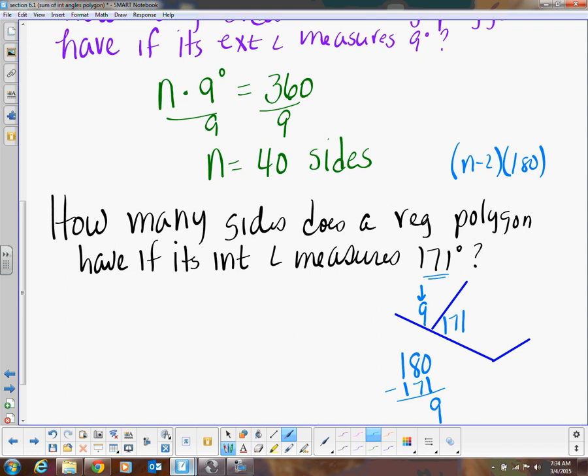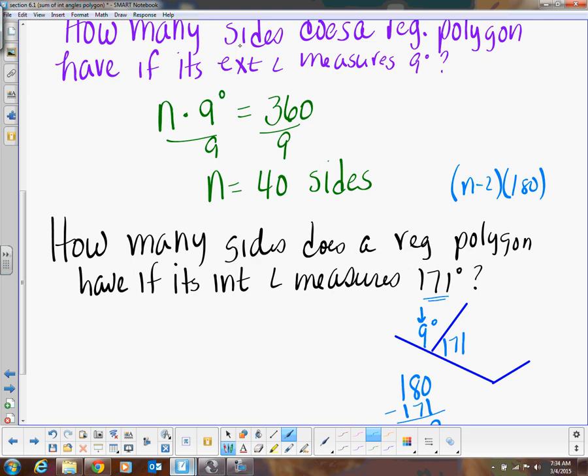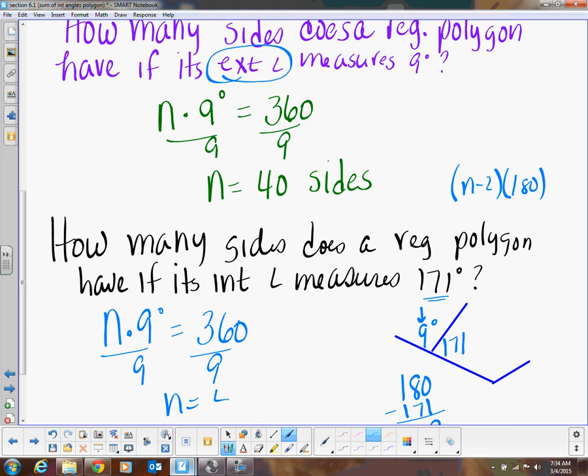So that's 9 degrees. What I've done now is I've done the same problem. Instead of giving you the exterior angle, which you need, I've given you something that you have to do a two-step thinking process. So now we'll say n times 9 degrees equals 360. And we solve like above. And that still will be 40.